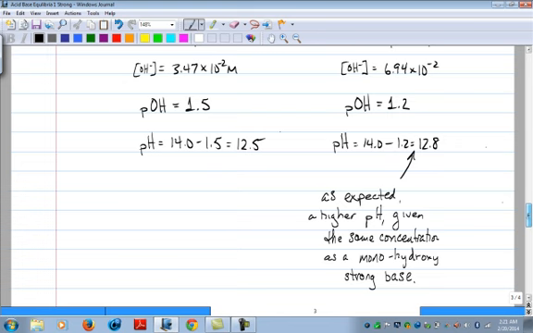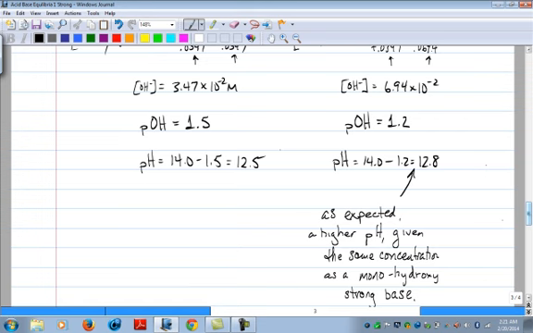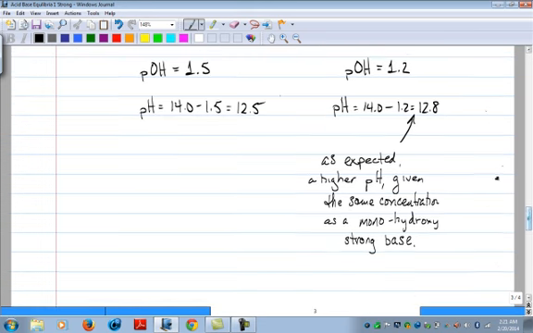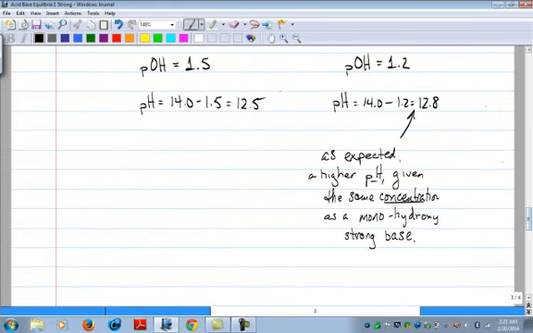So it doesn't seem like a large difference in pH, but it is 0.3 pH units, and you know that a difference of 1 pH unit is a 10-fold difference in concentration of hydroxide. So it would be somewhat significant. And as expected, we get a higher pH given the same concentration of formula units dissolved per liter of solution from the dihydroxy base as compared to the monohydroxy strong base.